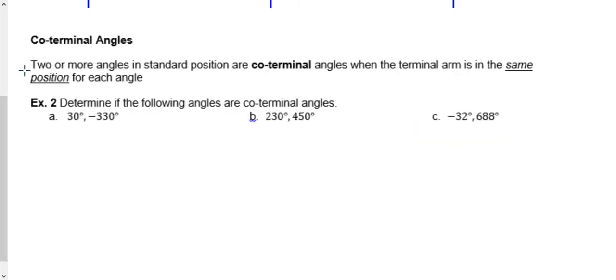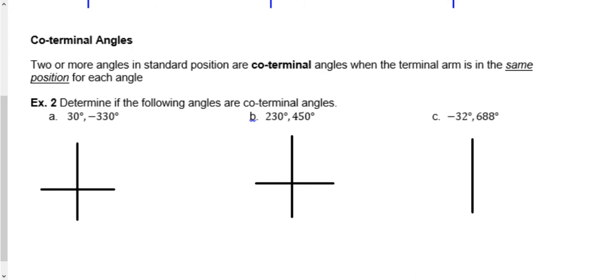So, speaking of same answers, coterminal angles, that's what we were talking about. Two or more angles in standard position are coterminal angles when the terminal arm is in the same position for each angle. So, we're going to determine if the following angles are coterminal. The best way to do that, I can just draw them out to compare them. Sorry, I'm just setting up my graphs for all three because I'm going to try my best to draw them all out.